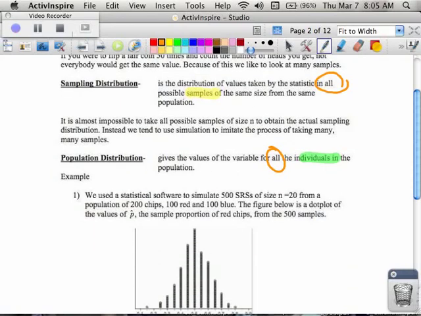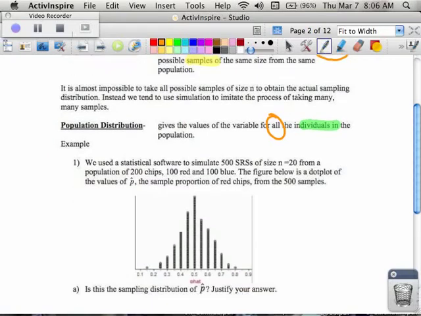And again, you have the keywords. Sampling distribution come from samples. Population distribution, when you talk about a population, that means everybody. And so that's individuals, everybody. Okay, not samples.